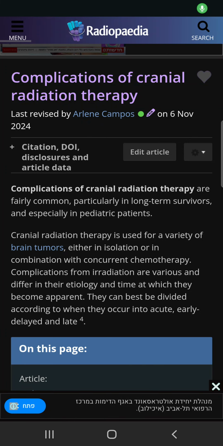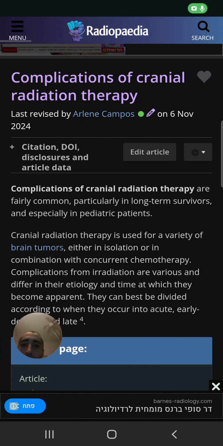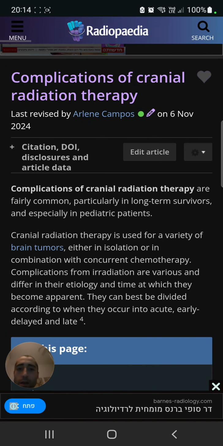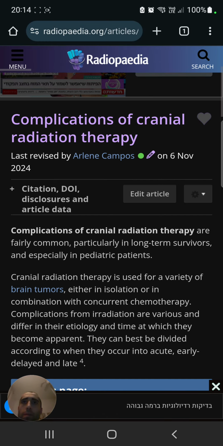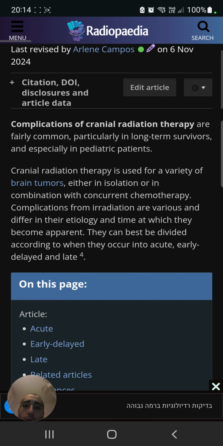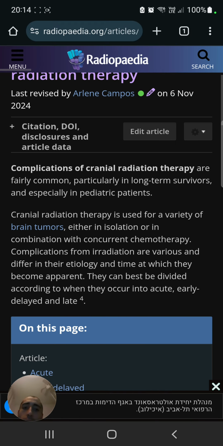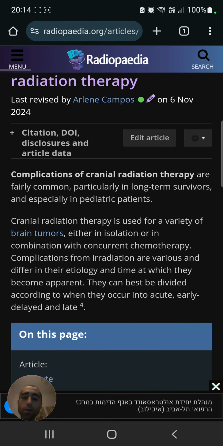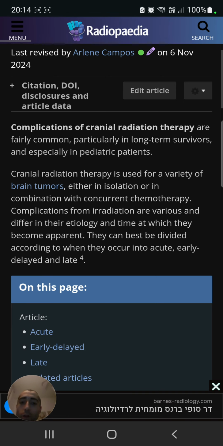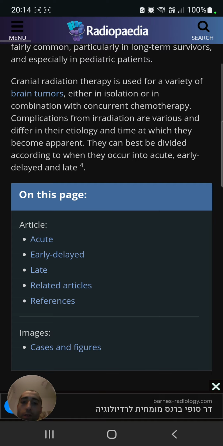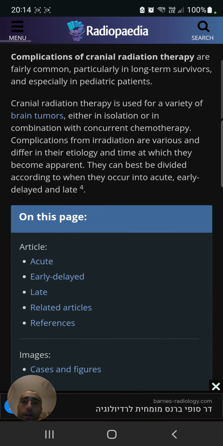So the idea now is to talk about a complication of cranial radiation therapy from Radiopaedia. So let's start. We're talking about someone that underwent radiation therapy, whole brain radiation, for example, or stereotactic radiosurgery, for example for gliomas, glioblastoma, and things like this, anyway, for tumors. And this radiation may cause complications.